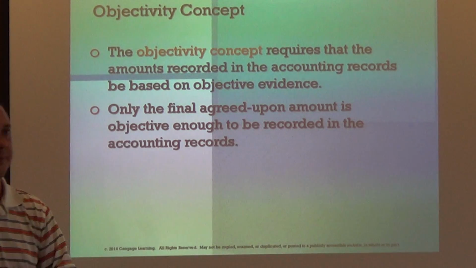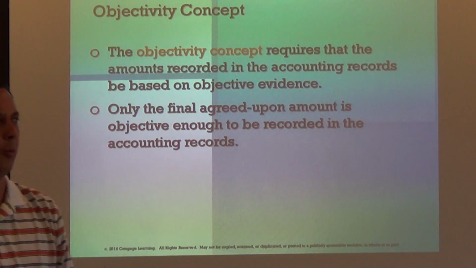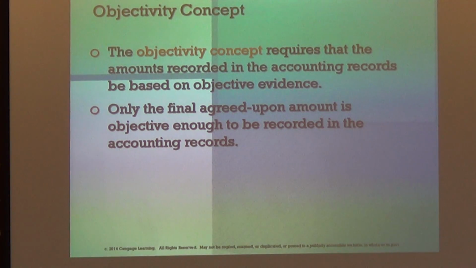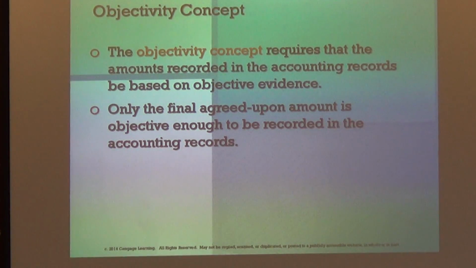The objectivity concept is, if we are looking at a company, we want to know what they're really worth. I don't want to know that they paid $100,000 for a building 50 years ago, because I think it's worth probably a little more than that now, right? So I want to know what it really is worth, taking a look at it objectively. So only the finally agreed upon amount is objective enough to be recorded in the accounting records there.